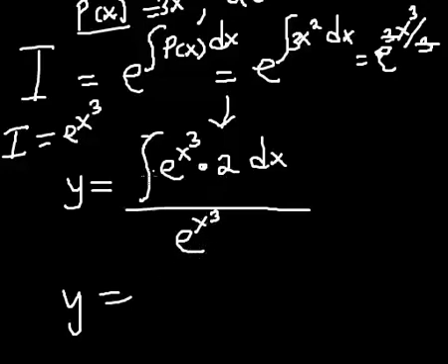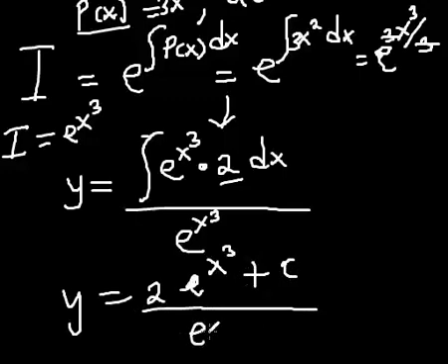The same thing is applicable to this. If you integrate this, it is going to be 2, and the integral of e raised to the power x cubed still remains the integral of that function. I hope that is well understood. So I'm going to have 2 e raised to the power x cubed, plus a constant c, divided by e raised to the power x cubed.